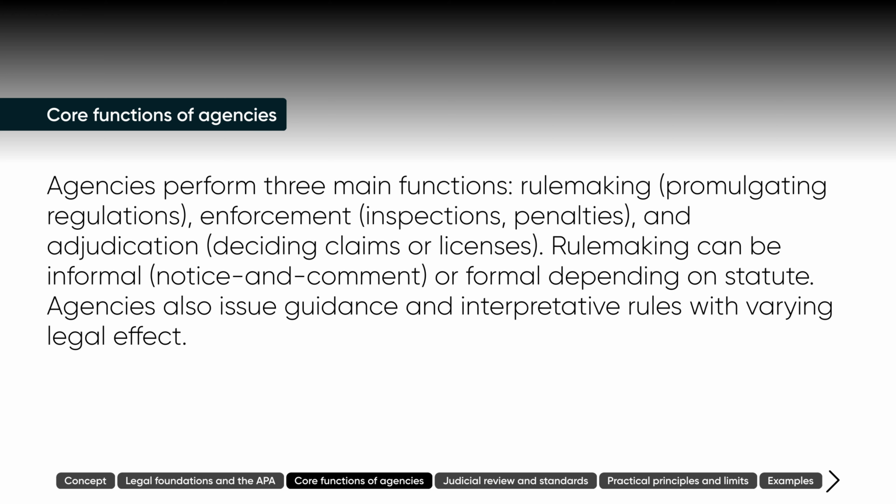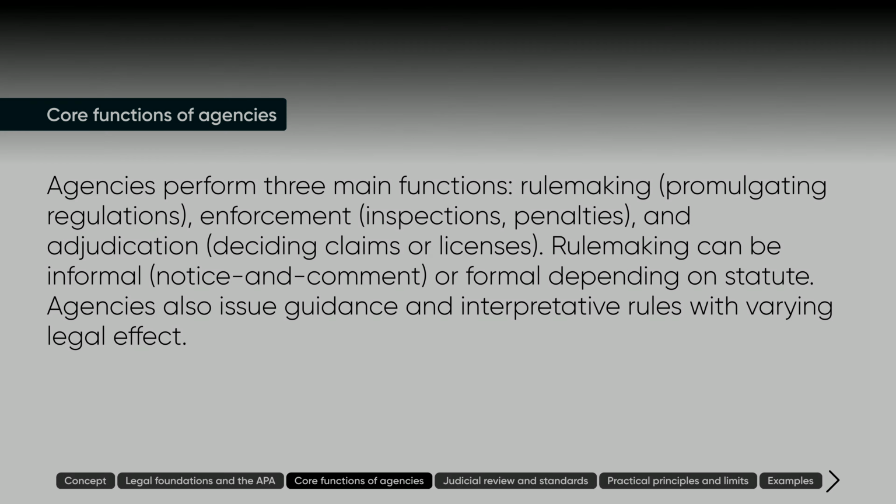Core functions of agencies. Agencies perform three main functions: rulemaking, promulgating regulations, enforcement, inspections, penalties, and adjudication, deciding claims or licenses. Rulemaking can be informal, notice and comment, or formal depending on statute. Agencies also issue guidance and interpretative rules with varying legal effect.